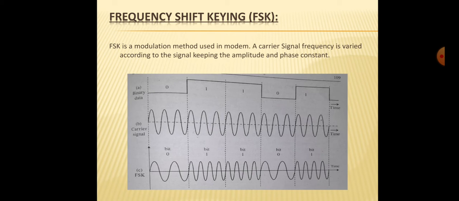The carrier signal frequency is varied, only the carrier signal frequency is varied, and amplitude and phase are kept constant. You can see in the diagram, after mixing, only the frequency is varied; amplitude and phase are kept constant.